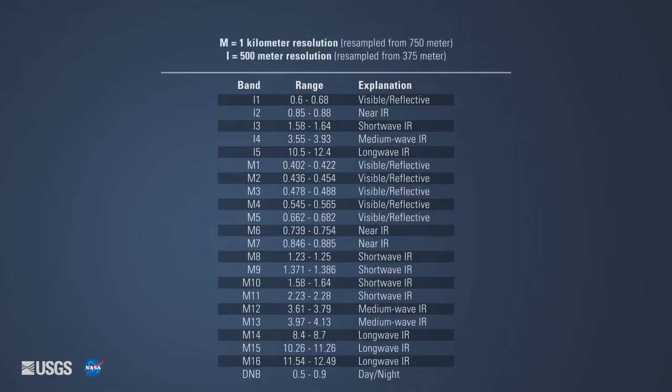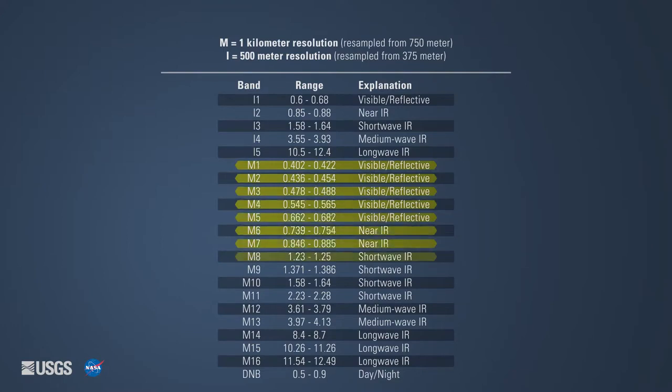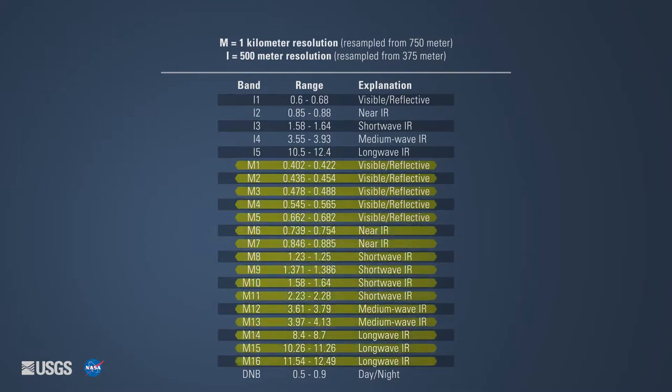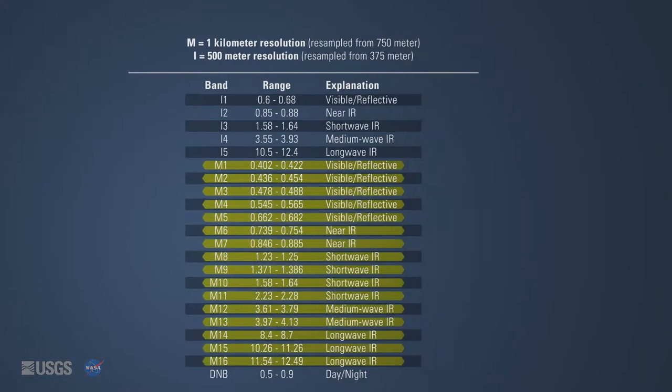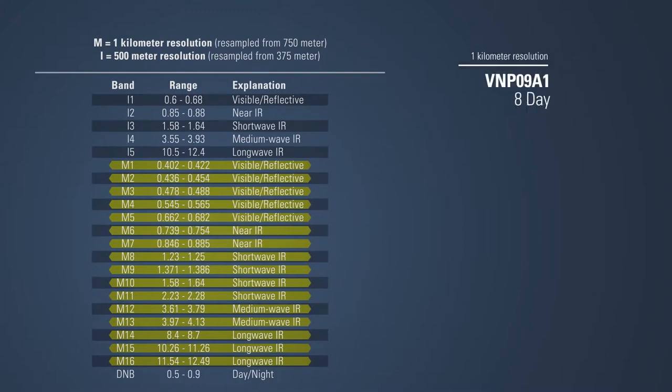The M indicates bands with a nadir resolution of 750 meters, which are resampled to 1 kilometer. The I indicates bands with a nadir resolution of 375 meters, resampled to 500 meters. The M bands are only in the VIIRS surface reflectance products that provide 1 kilometer spatial resolution, including the 8-day VNP09A1 product and the daily VNP09GA product.